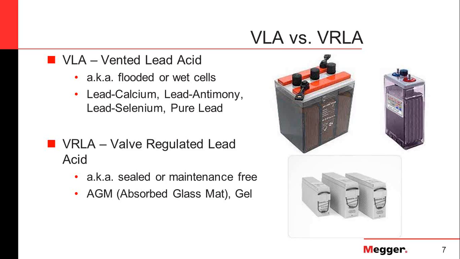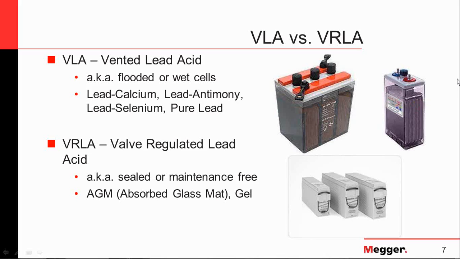Now, the VLA is vented lead acid battery. The VRLA is a valve regulated lead acid battery. Vented lead acids are also called flooded cells or wet cells. You can always tell the difference between those and valve regulated because they will have the tank or the jar where you can actually see through it, like these here. And then the valve regulated, they're also called sealed or maintenance free, which they are not truly sealed and not truly maintenance free, but they're just containers you won't be able to see through to be able to see the plates.